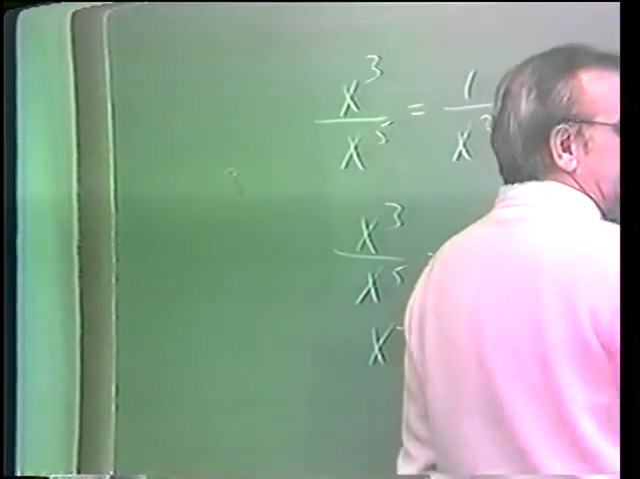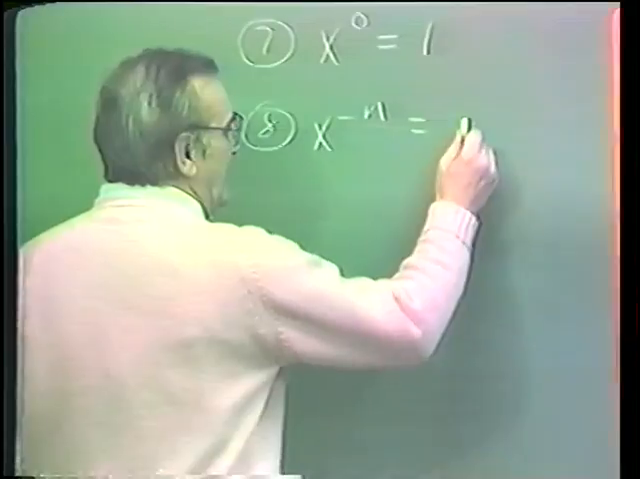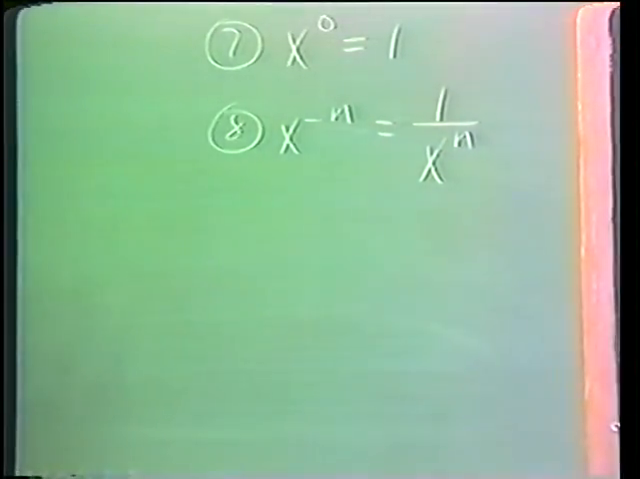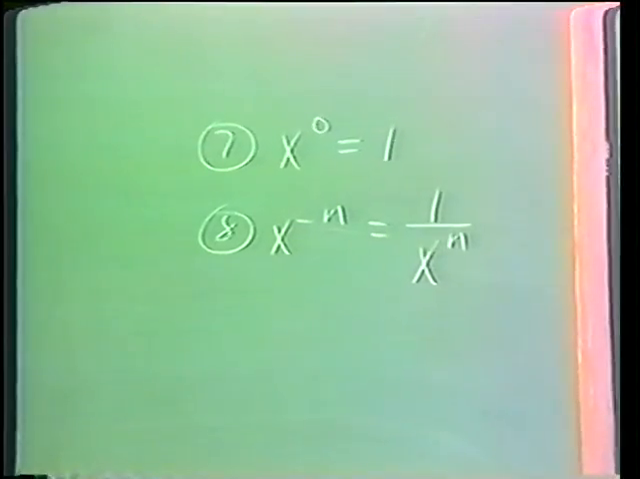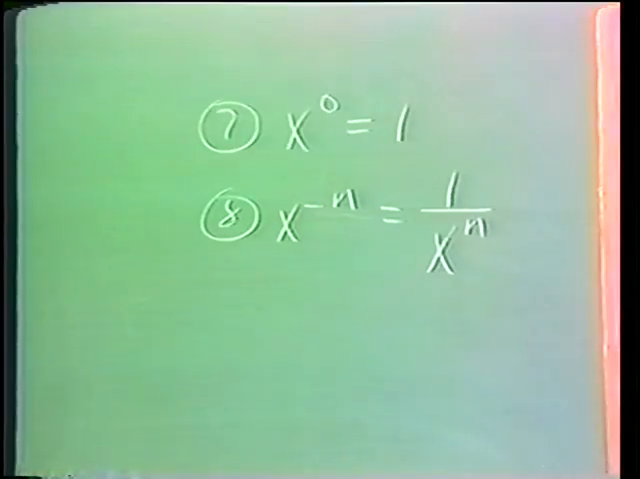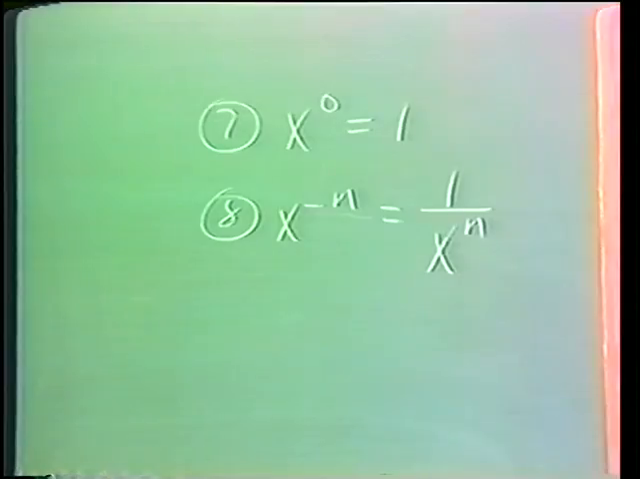More generally, x to the negative n power is equal to 1 over x to the positive n power. All we're saying here is anytime you have a base that has a negative exponent, if you want to get rid of that negative exponent, you write the reciprocal of the base. That means 1 over the base, and make the exponents positive. Okay?